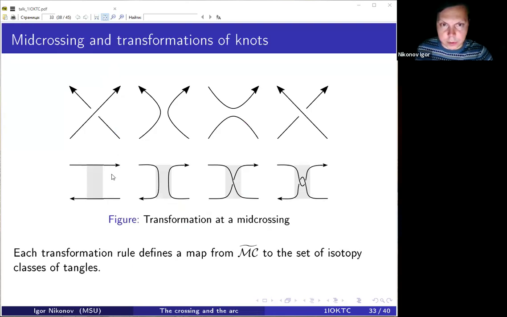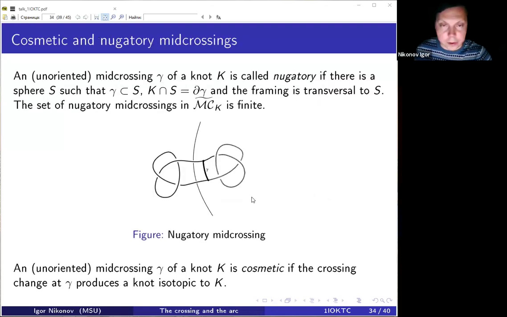And one can use this mid-crossing to transform the knot. So we can smooth the knot near this mid-crossing and change overcrossing by undercrossing. So you have this following transformation. And there are several examples where such mid-crossings appear.